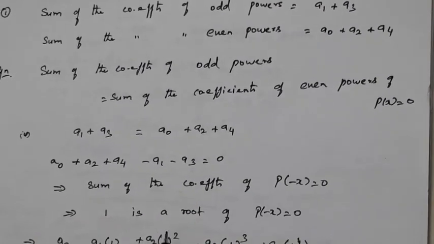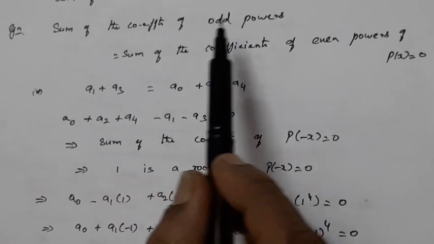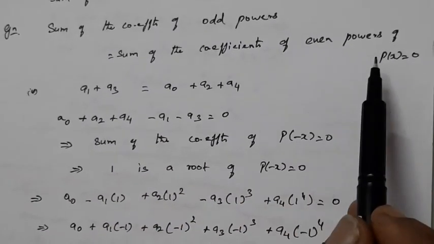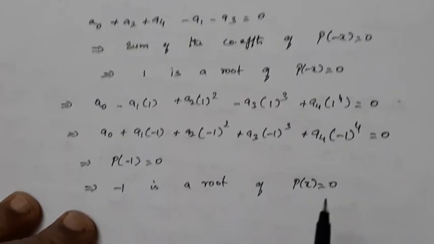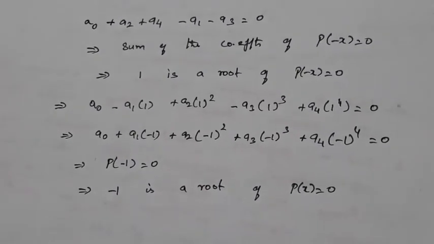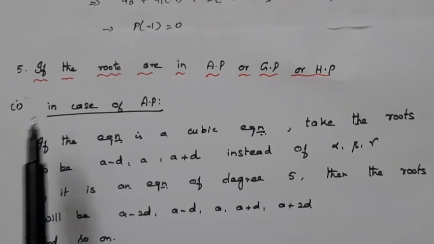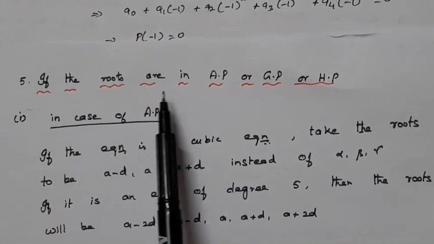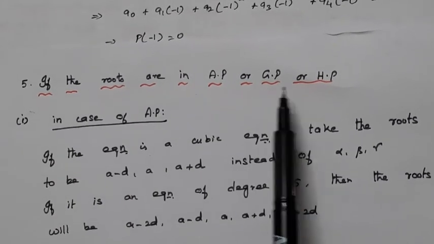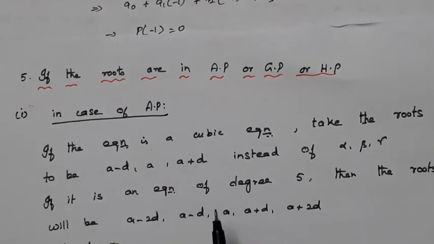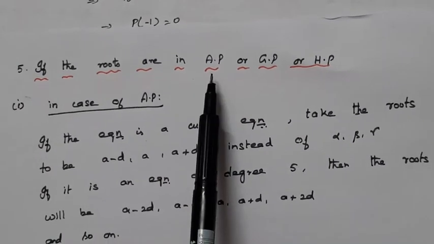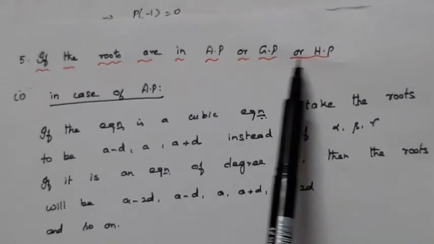So, do you understand this? If the sum of the coefficients of odd powers and the even powers are equal for a polynomial equation, then minus 1 will be a root for such a polynomial equation. And then, if the roots are in arithmetic progression or geometric progression or harmonic progression, how will you find out the solution? Okay. So, you have three cases: AP, GP or HP.